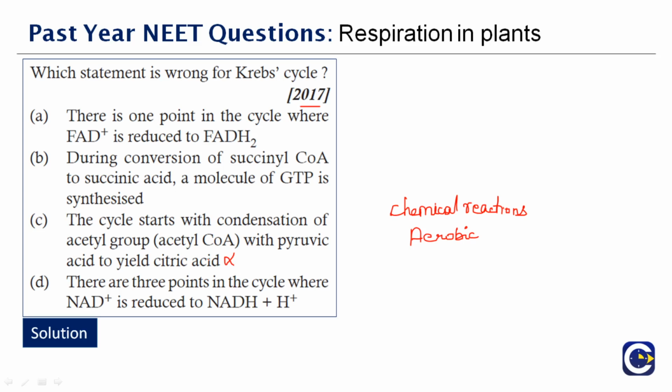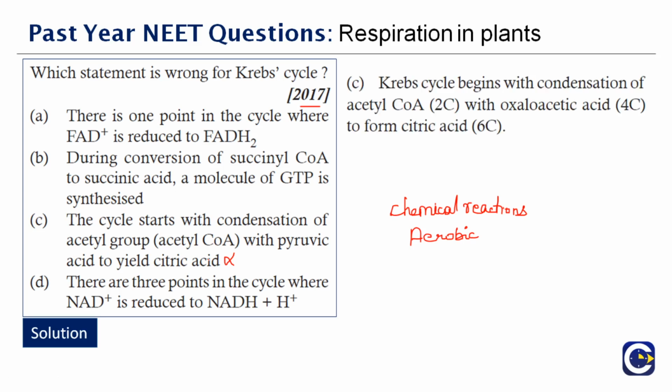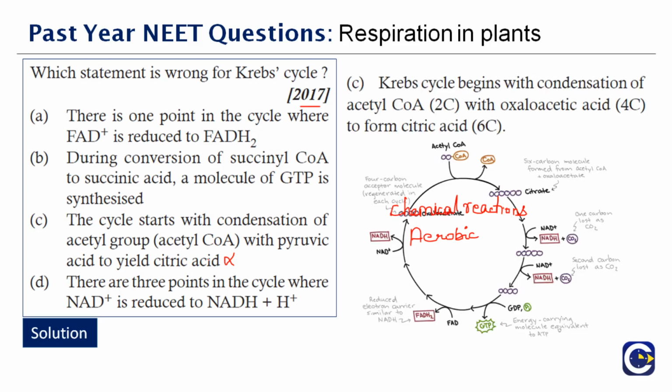Krebs cycle begins with the condensation of acetyl-CoA with oxaloacetic acid to form citric acid. It will not take place with pyruvic acid but oxaloacetic acid. Therefore, the correct answer is option C. So here you have the TCA cycle. This is how it happens. You have the acetyl-CoA which gets converted into citrate, then you have the FADH2, NADH, all that. So this is a very easy pathway actually. So which statement is wrong here? If you see, it is option C.